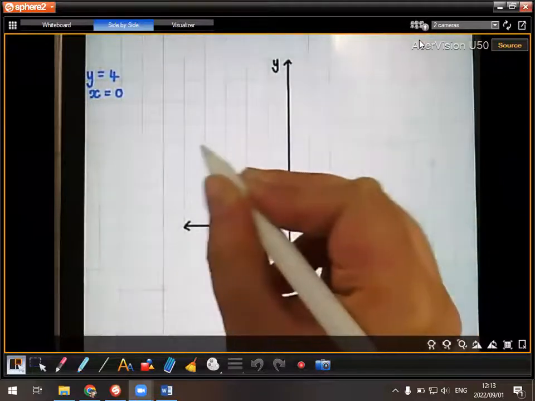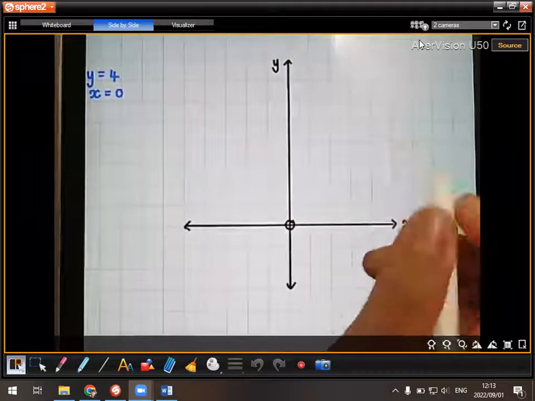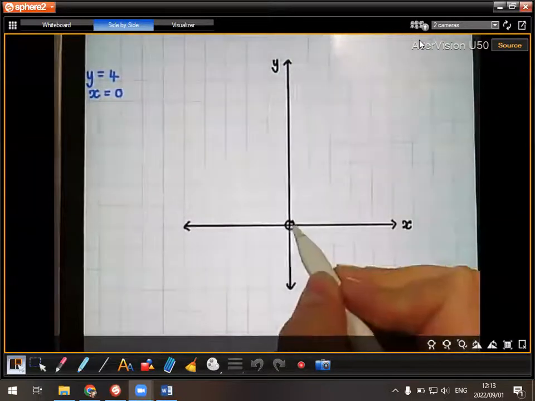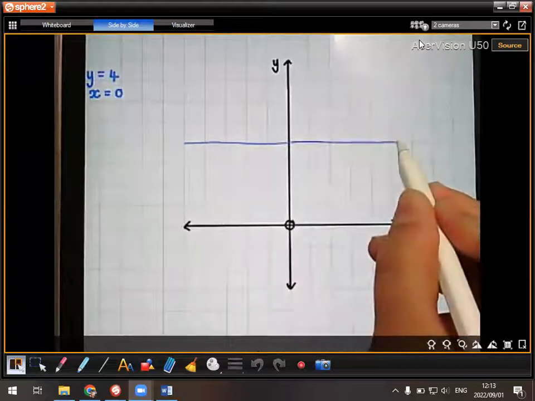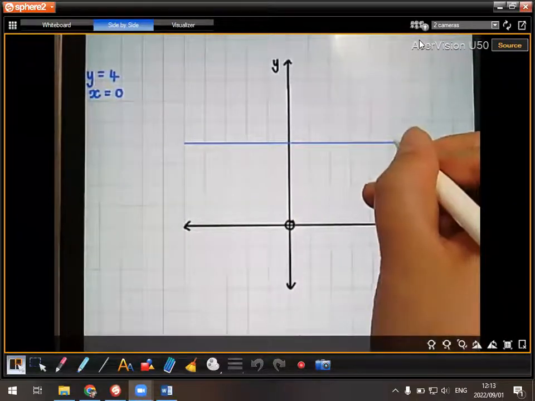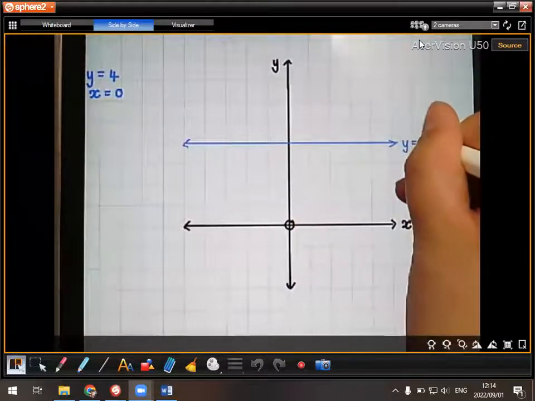At y equals 4, I'm going to draw my dotted line. At first, guys, I can't make mine dotted. Remember, I have to do that whole erasing, guys. So 1, 2, 3, 4. I'm going to do it in blue. And I'm just going to draw a line going all the way across. Put your arrows on and write y equals 4.